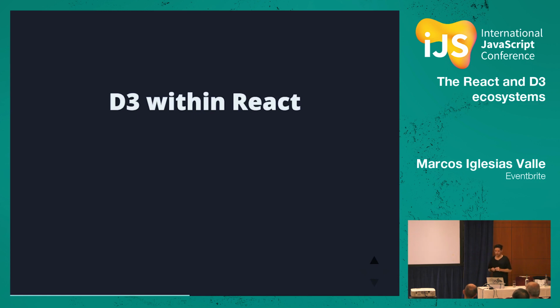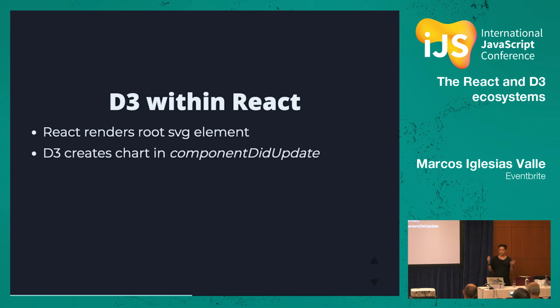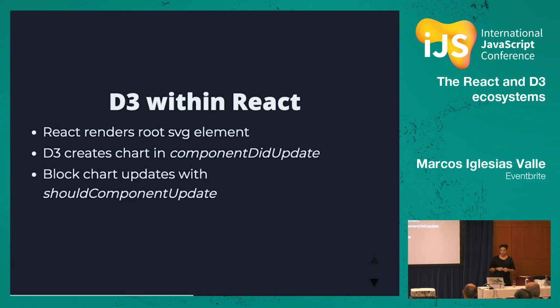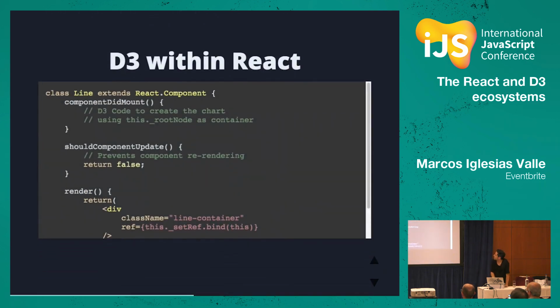Well, in this approach, we use React to render the chart container, and then we use D3 to draw the chart within the componentDidUpdate lifecycle method. Then we will also need to block updates, hard-coding shouldComponentUpdate to return false. With this approach, we give D3 all the power over the DOM. So we just create the container, and then we say to React, OK, up to here. Then D3 takes over. Let's see the code, how it looks.